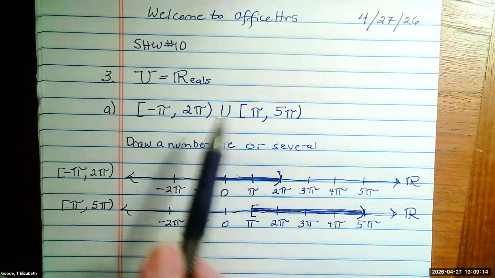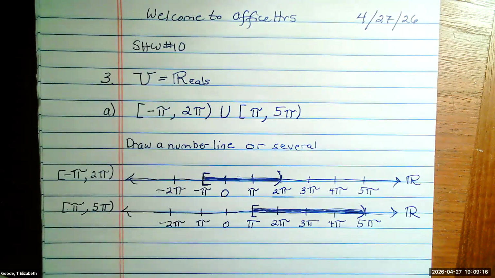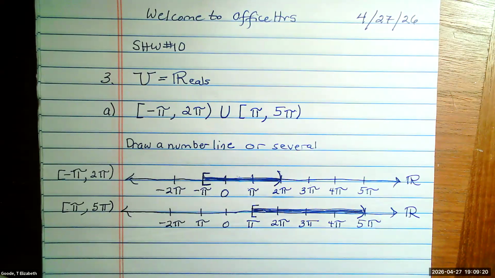Both would be, we can start from negative pi to 2 pi. Wait a minute. Are you talking about both or are you talking about the union? Oh, union would be negative pi. Let's work on the union first, and then we'll talk about the intersection, which is the elements that are in both. But right now, let's finish the union.